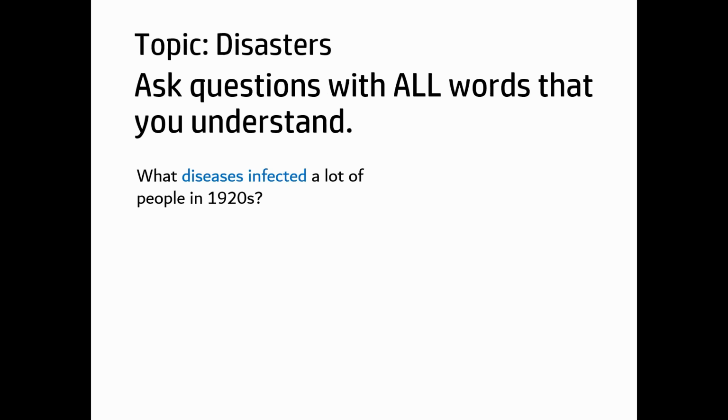For example, number 1, what diseases infected a lot of people in 1920s? Stephen, do you understand all the words in that question? Yes. Okay, good. So ask your friend. Then Stephen will ask the friend. So Robert, what diseases infected a lot of people in 1920s? Then Robert might be confused in answering the question. Robert can just say, I don't know.